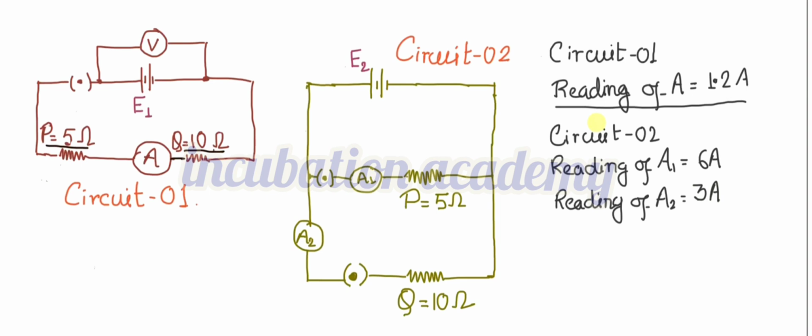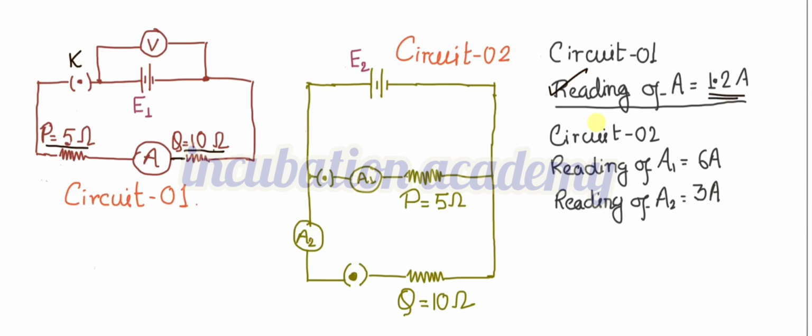An ammeter is also connected in series, which measures the current flowing through it. This series combination is connected to the supply E1, the battery, the EMF of the cell. The voltmeter is connected across this EMF of the cell, and when this key K is plugged in, the current flows in the circuit. The reading of the ammeter A in circuit 1 is 1.2 ampere.